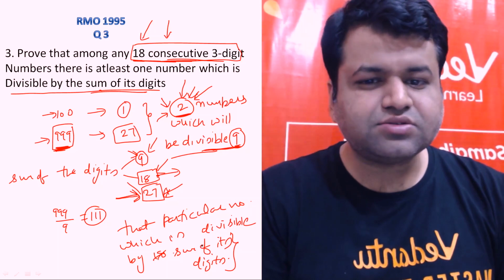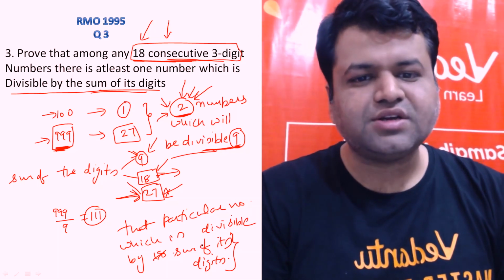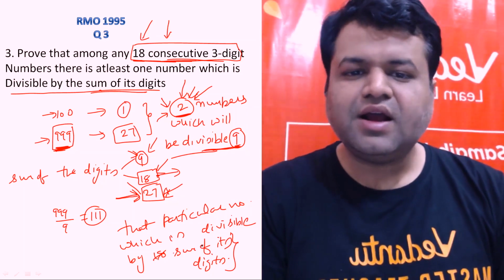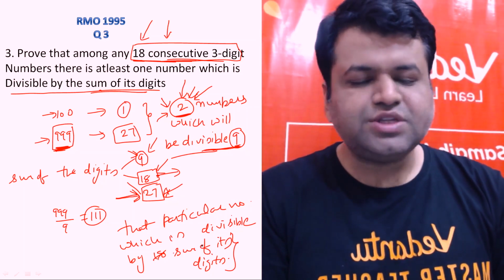So as you can see, this question does not involve any calculation. This question just involves some logic, so you just need to write down that logic on paper and we are done, right? So these are the three questions from year 1995. I hope you are clear with all these three questions, and that's it from today's session.